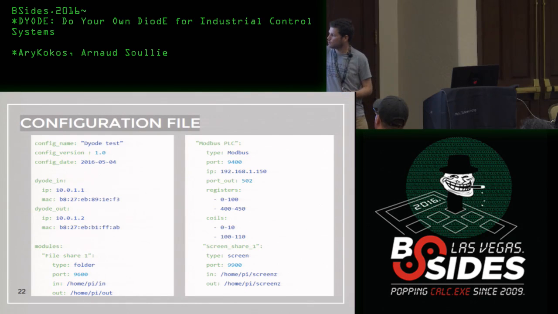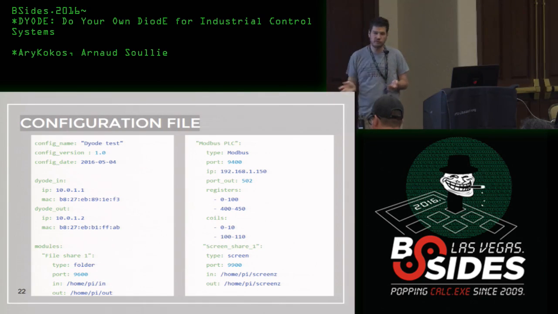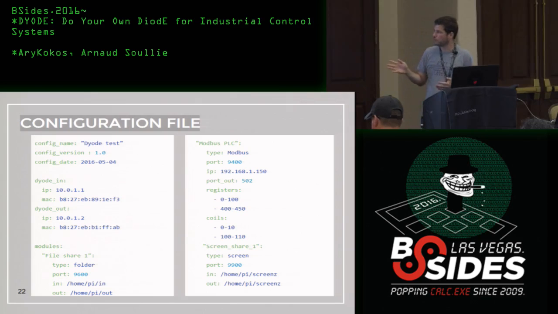And lastly, the screen share looks like the folder. It's actually kind of the same directive in the configuration file. So as you can see, it's quite simple to use and to configure. And the configuration file is the same on the first and second Raspberry Pi. So that's easier to perform.